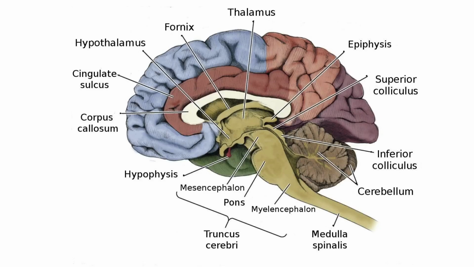Another important structure is the corpus callosum, which is how both hemispheres are connected to each other. So there's white matter axons that travel between the hemispheres through the corpus callosum to coordinate the functioning of the right and left hemispheres of the brain.